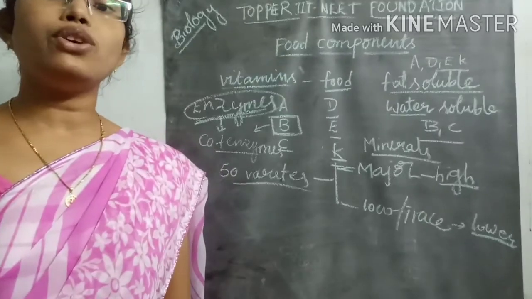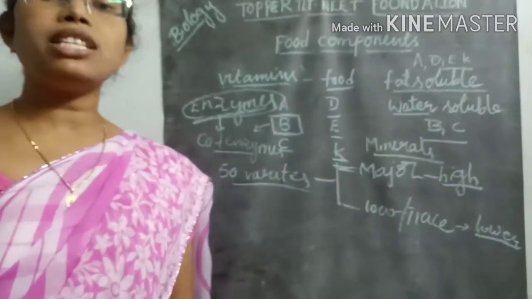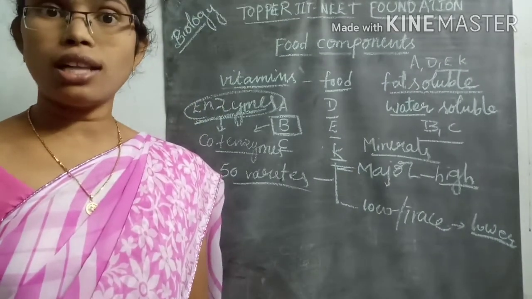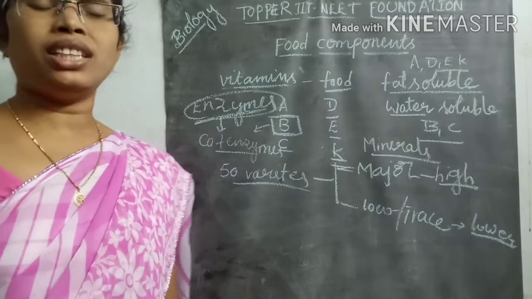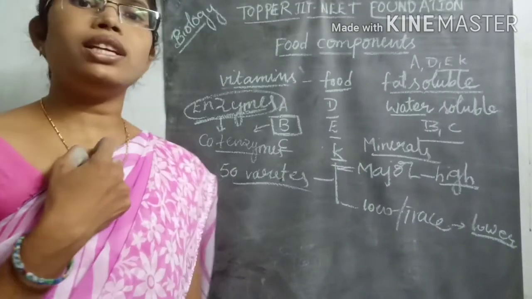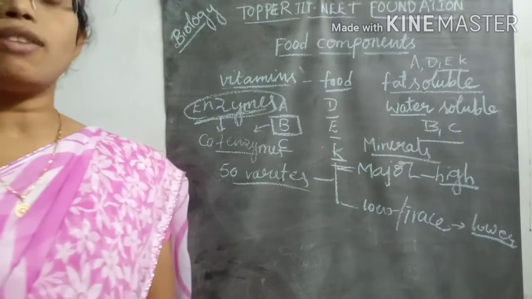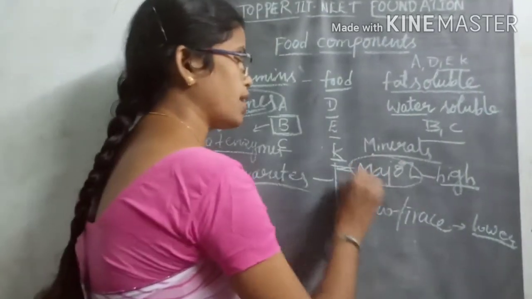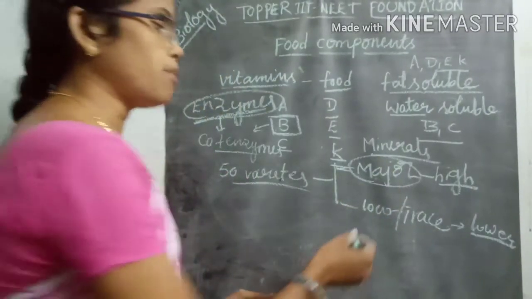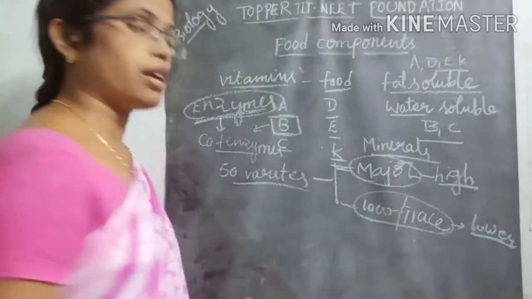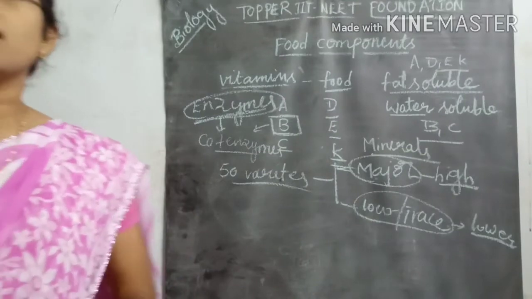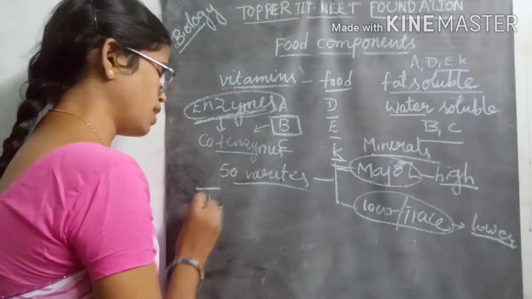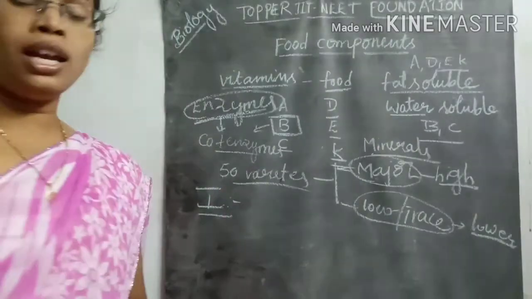For example, if you take calcium, calcium is very important for our bone growth and bone functioning also. And another one, iodine. Iodine is also very important for our metabolic activities. Some of the elements are required in higher amounts, and some in very low amounts by our body. So in that, the first one is iodine. What is that first one? Iodine.